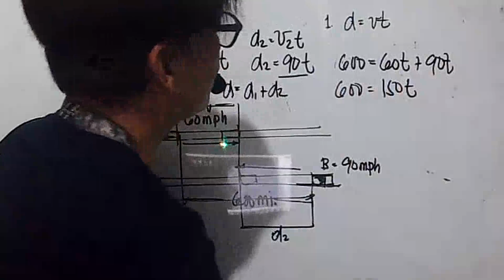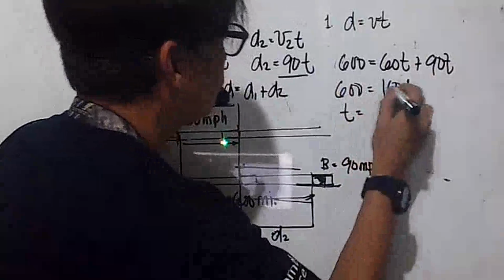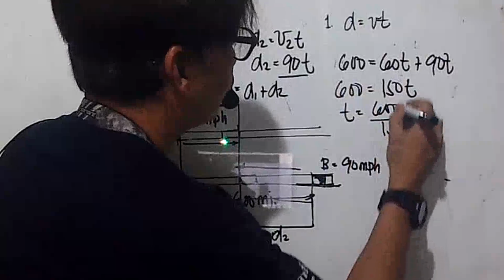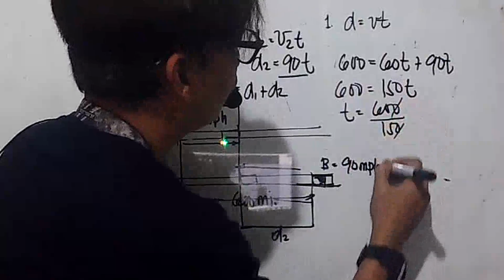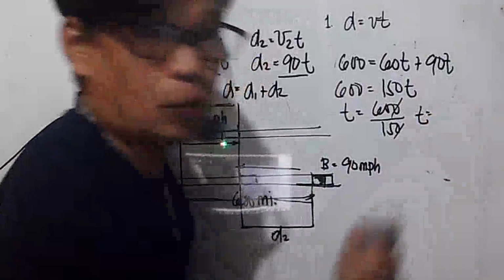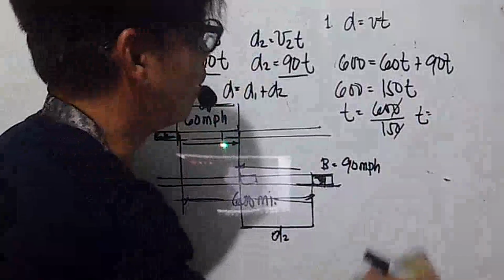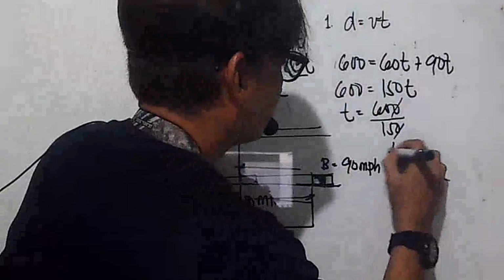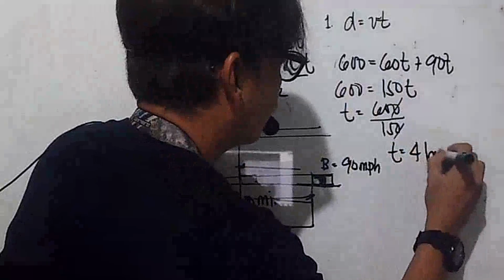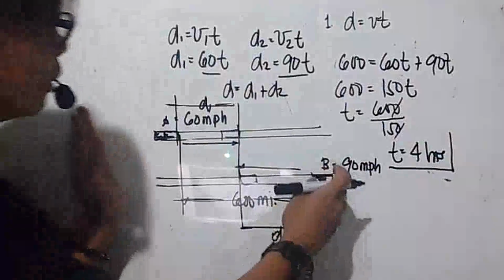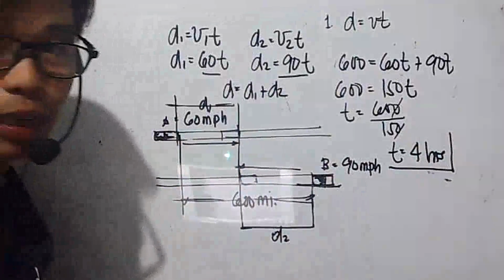150T. So, T now, we cross multiply, is 600 divided by 150. Okay, so 60 divided by 15, that is 4. So T now is equal to 4 hours. Okay, so that's the time when the two trains will meet.